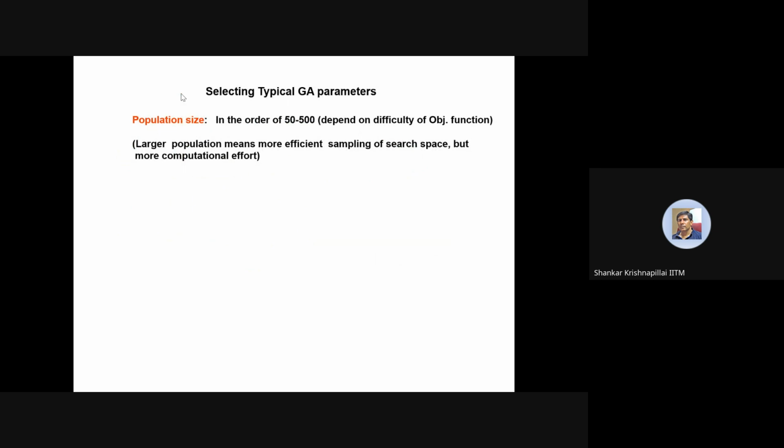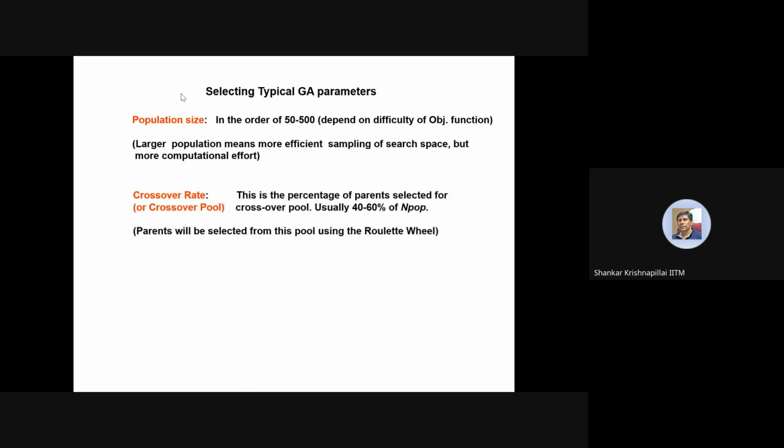Okay, then selecting typical genetic algorithm parameters. First is population size. It will vary from 50 to 500. It depends on the difficulty of the objective function. Okay, if the objective function has many peaks, then you need to sample it at many points. Okay, then you need a large population to sample this entire space. Okay, but as you increase the population, computational effort increases.